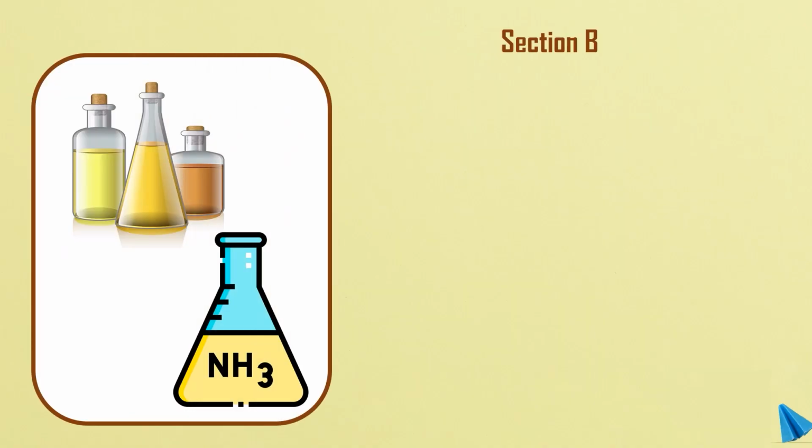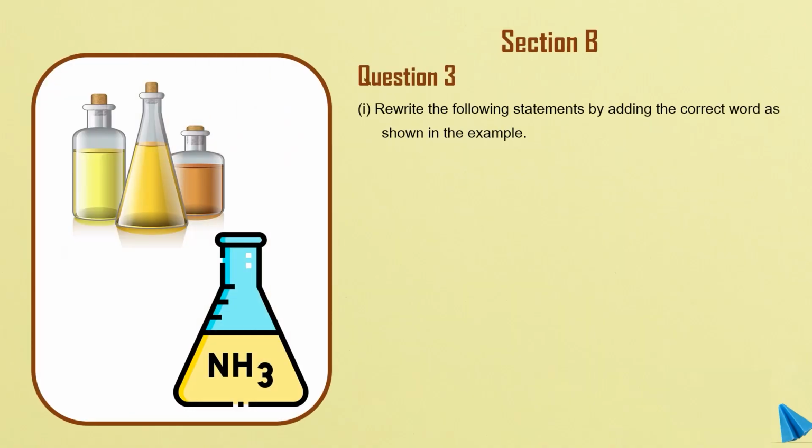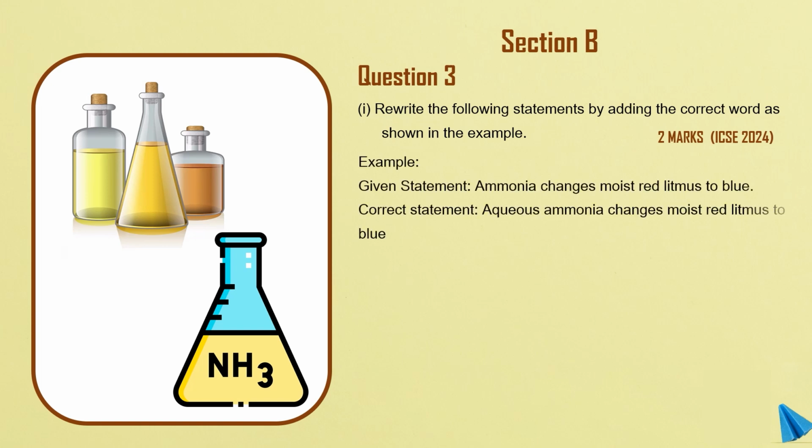Let us move on to section B now, that is your question number 3. Rewrite the following statements by adding the correct word as shown in the example. This question is asked for 2 marks in ICSE 2024. The given statement is ammonia changes moist red litmus to blue, and the correct statement given is aqueous ammonia changes moist red litmus to blue.